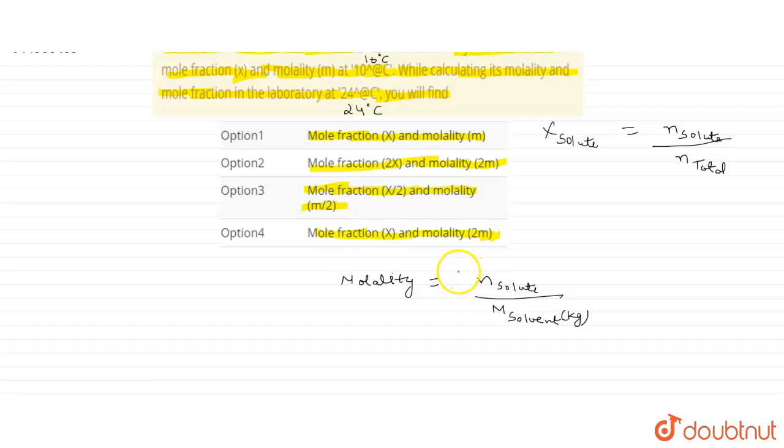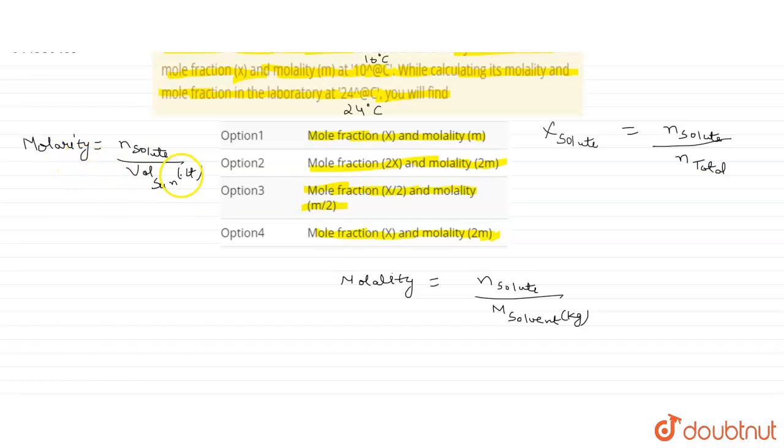Molarity depends on the temperature, because the formula for molarity is the number of moles of solute divided by the volume of solution in liters. As you can see, the molarity formula has a volume term. Molarity depends on the volume of the solution, that's why molarity depends on temperature.